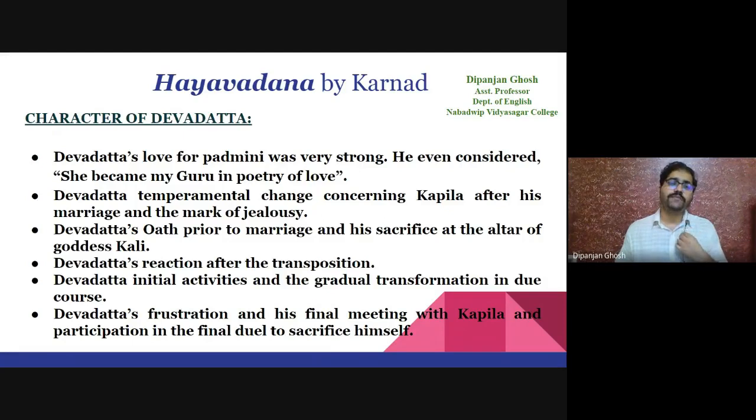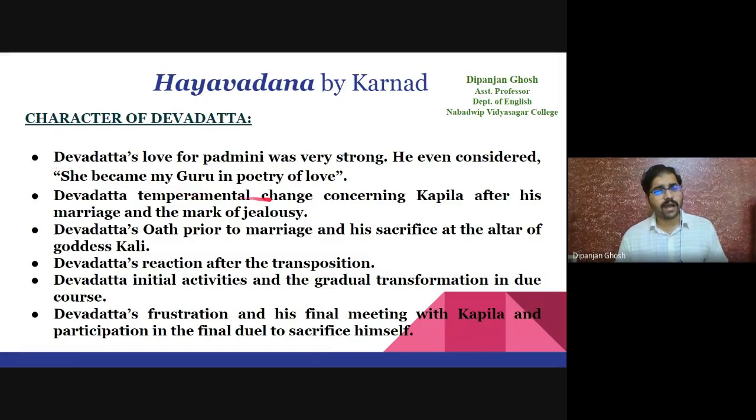Okay, so you will find that Devadatta's love for Padmini was very strong. He even considered her his guru in the poetry of love. So you see, it is a kind of passionate representation here. But somehow Devadatta was lacking something. And what was that? Devadatta was lacking the particular physique that is also needed for sexual behavior, or the sexual relationship that has to take place between a husband and wife. And somehow, so far as the text is concerned, Padmini is lacking that, you see.